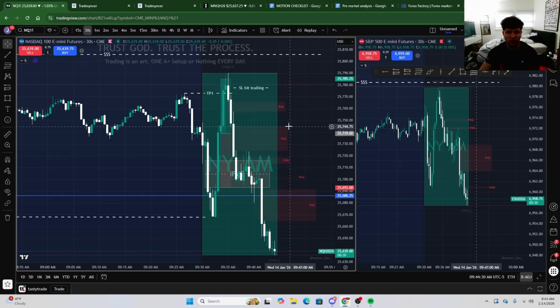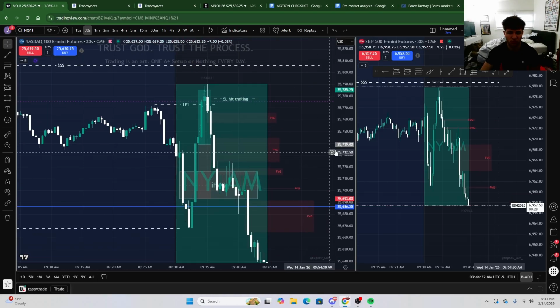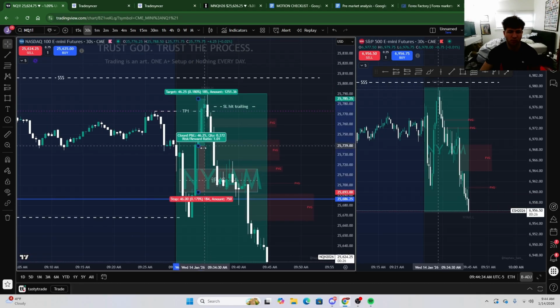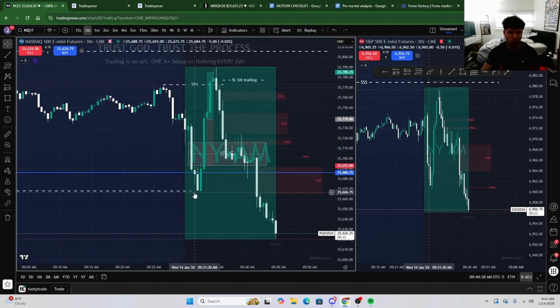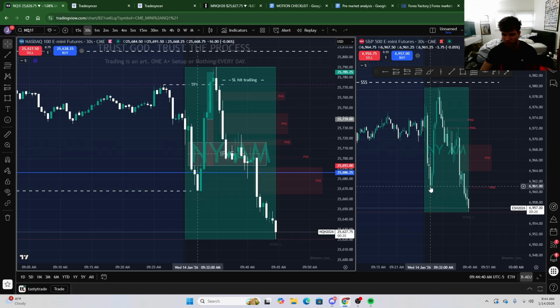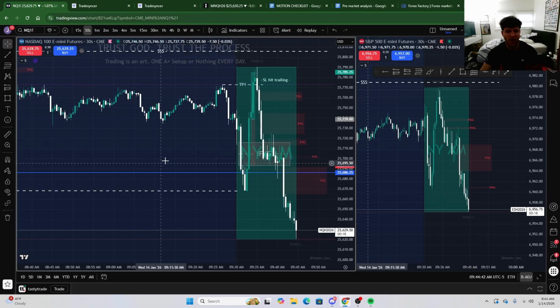Only negative about this play was the bad candle close, so I had to adjust my stop loss to be just a close below the fair value gap instead of at the level or at the low. So what happens? We have our external SMT.